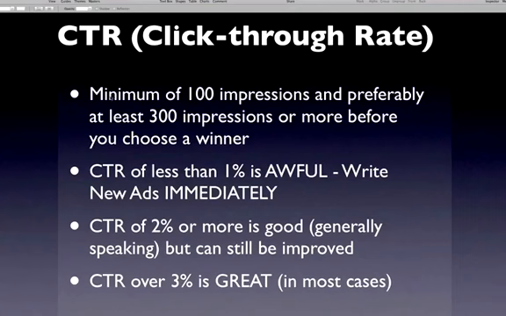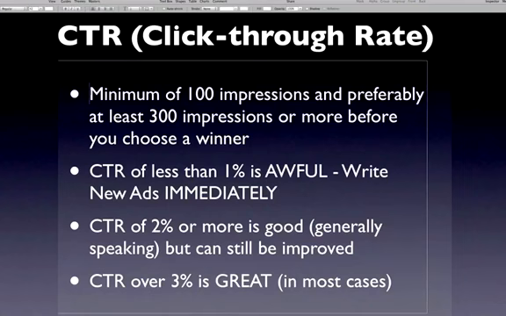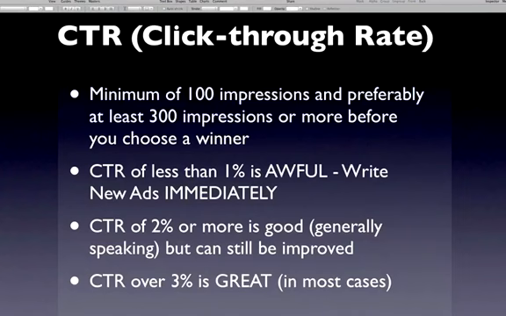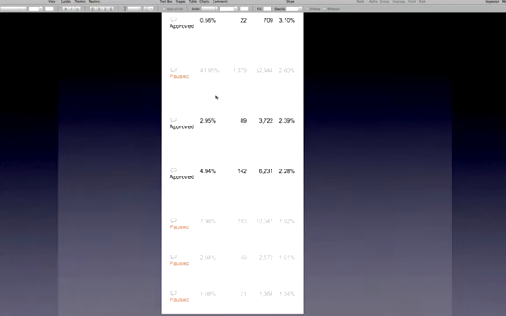I want to make a couple points here. The first one is that you need at least a minimum of 100 impressions, and preferably at least 300 impressions or more, before you choose a winner, okay? So if you just started your campaign and you're watching it every hour the first day that it's running, which you don't need to do, you could check it once a day and you'll be fine. Especially with the kind of volume that you'll probably be doing with a local business campaign, you could check it once a day. But don't just go in there and decide when you've got 20 impressions.